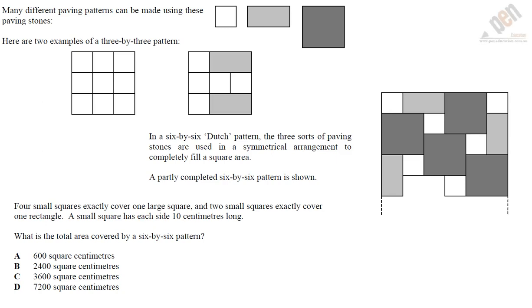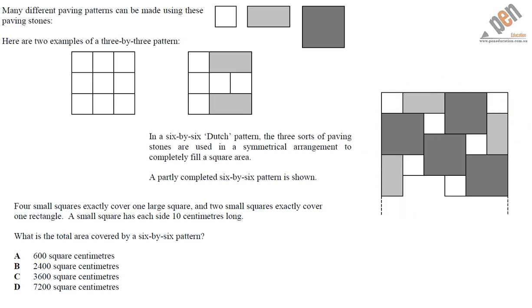Many different paving patterns can be made by using these paving stones. Here are two examples of a 3x3 pattern. In a 6x6 Dutch pattern, the three sorts of paving stones are used in a symmetrical arrangement to completely fill a square area. A partly completed 6x6 pattern is shown below.